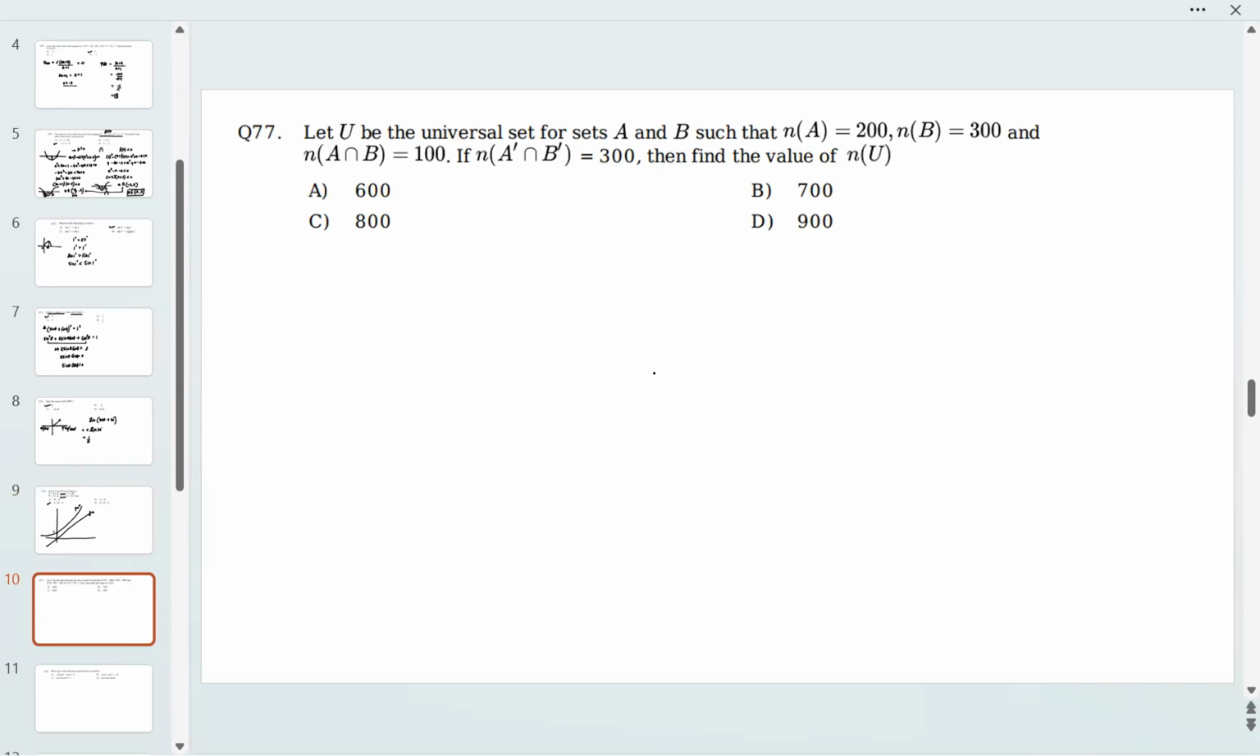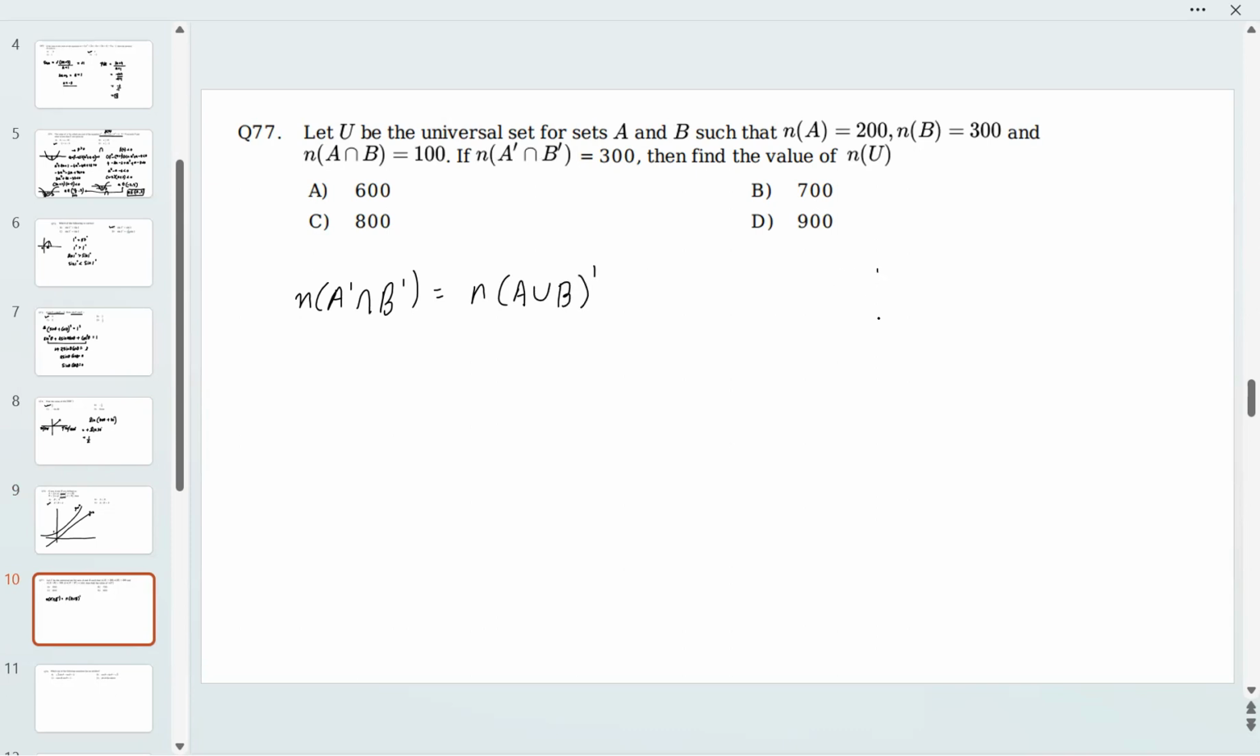Next. Okay, an interesting question on sets. Let U be the universal set and some values are given. N of A is 200, N of B is 300, and N of A intersection B is 100. So, if N of A dash intersection B dash is equal to 300, find the value of N of U. Okay. So, I hope you all know the formula for N of A dash intersection B dash. This is basically N of A union B, the whole dash.